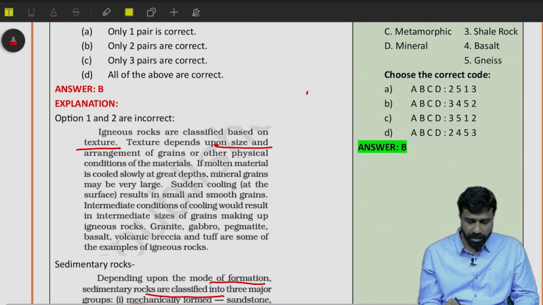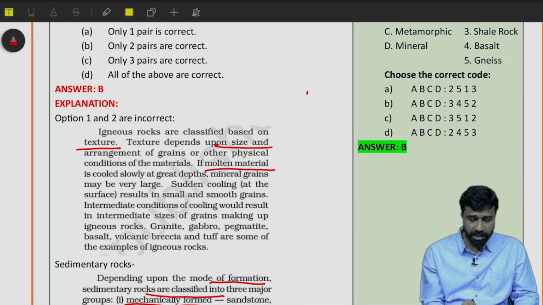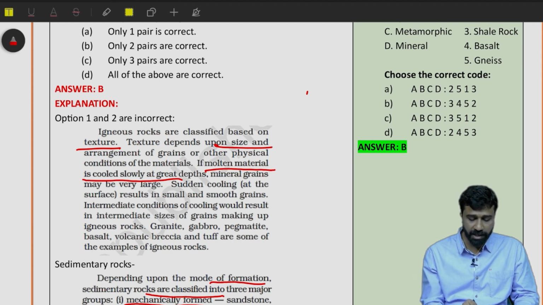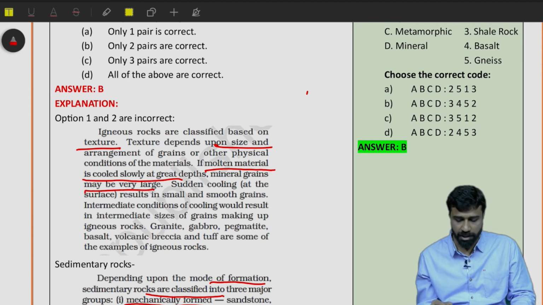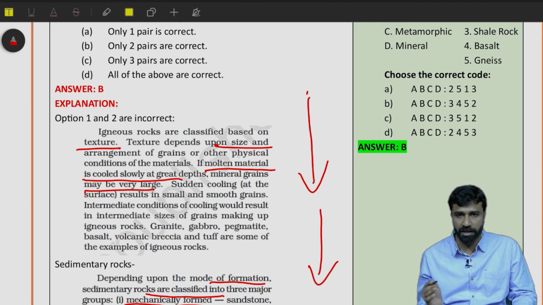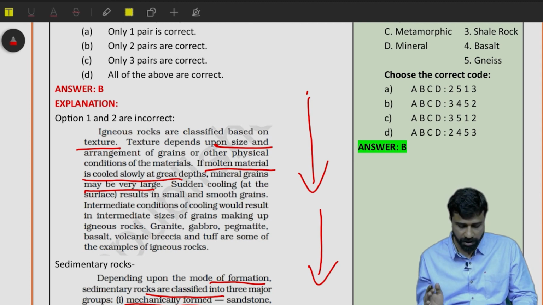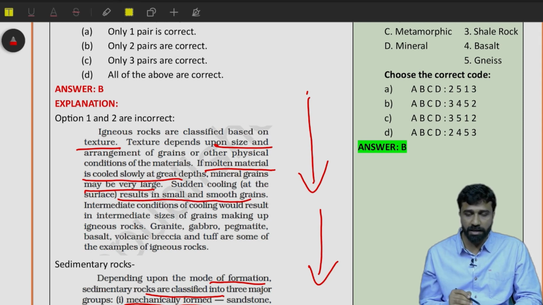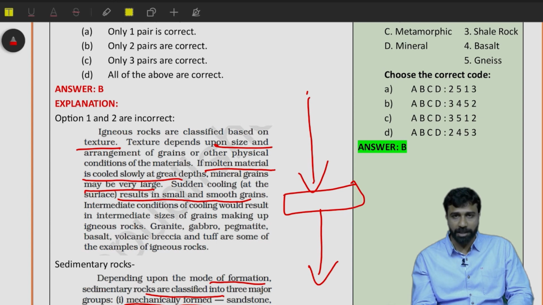So next thing, if molten material is cooled very slowly under great depths, you find mineral grains which are very, very large in nature. Based on the depth of the rocks underneath the surface of the earth, you find different types of rock systems, whether larger rocks or smaller rocks. Sudden cooling at the surface results in small and smooth grains. This is based on the depth and also the formation time period, right?